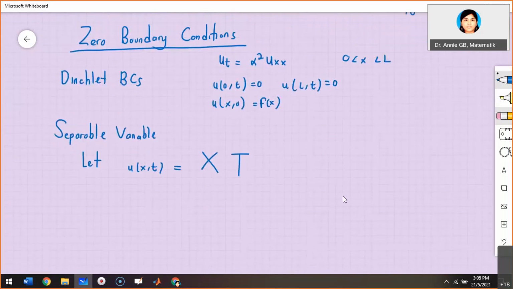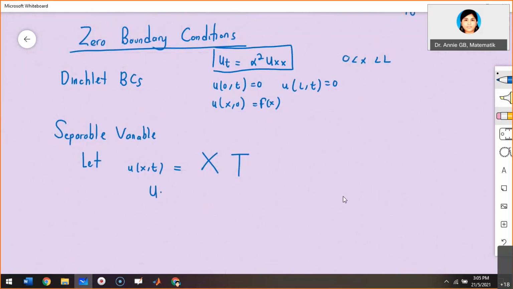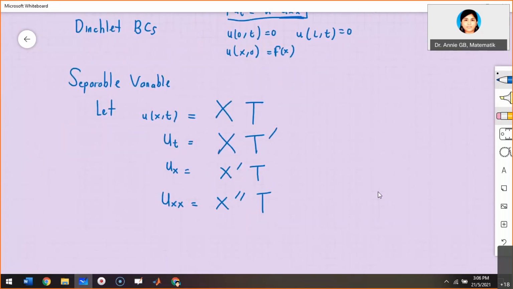Now, kalau tengok soalan saya, ut equals to alpha squared uxx, kan? So kita akan differentiate respect to T dulu. X constant, T akan jadi T prime. Okay, and then kalau saya differentiate respect to X, ux is X prime T. Differentiate lagi sekali, X double prime T. Okay, I hope you are with me. Bila kita differentiate respect to X, X yang akan differentiate lah, T akan jadi constant. Kalau respect to T tadi, X constant, T yang akan derivative.